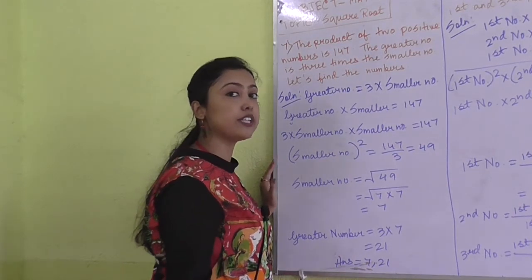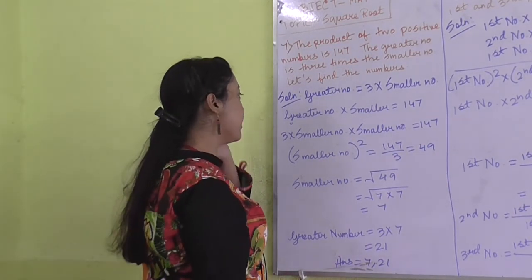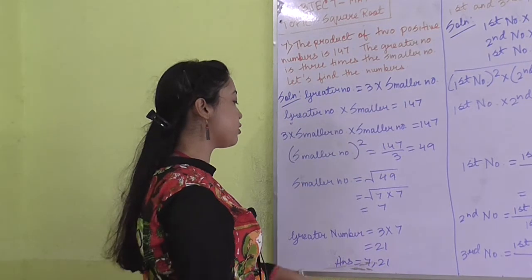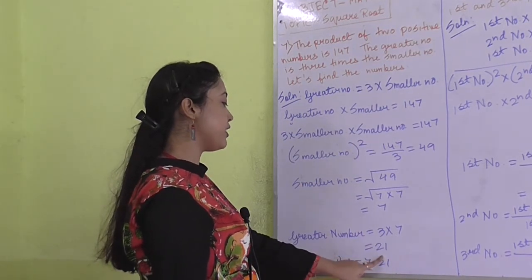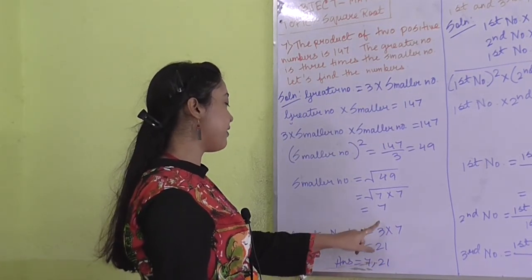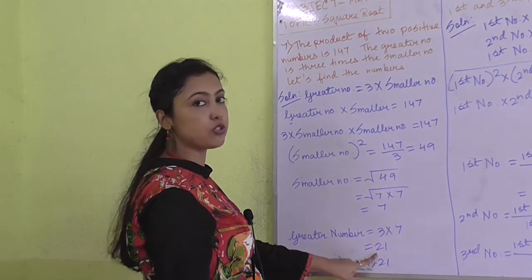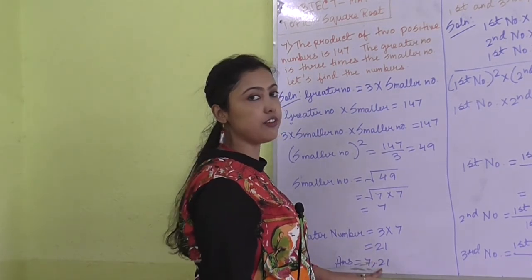Now we have to find the greater number. How will you find it? The greater number is 3 into the smaller number. So 3 into 7 is 21. So our smaller number is 7 and the greater number is 21. So the answer is 7 and 21.